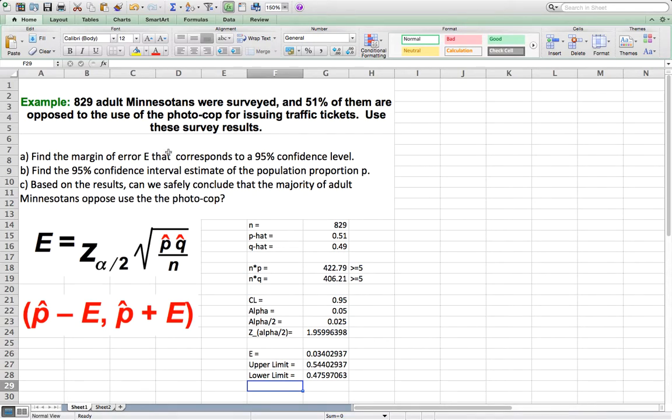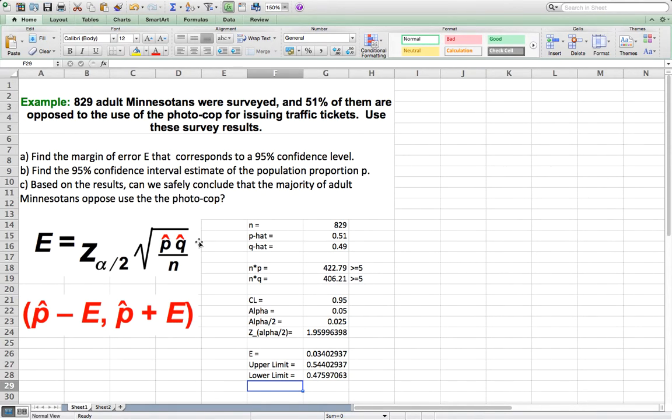Use these survey results. First, find the margin of error E corresponding to a 95% confidence level. Second, find the 95% confidence interval estimate of the population proportion p, which is how many percent of the whole population opposed the use of the photocopy for issued traffic tickets. Finally, based on the result, can we safely conclude that the majority of adult Minnesotans oppose use of the photocopy?